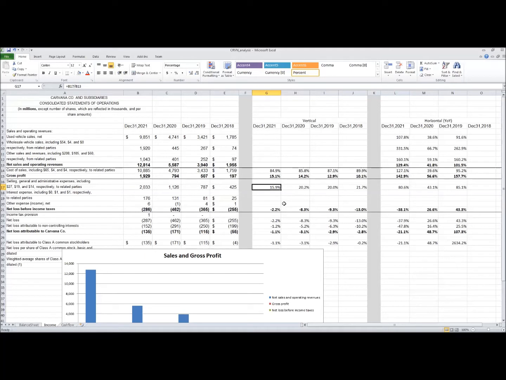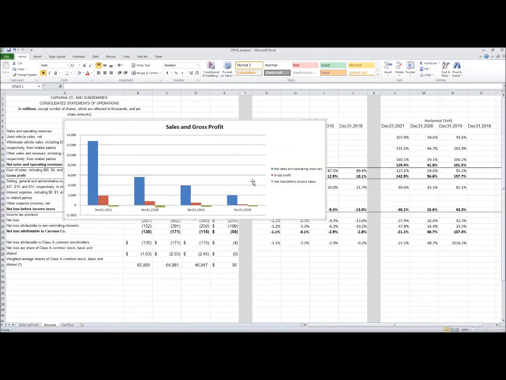So this is a really good trend, right? The gross margin is improving, the sales are improving. So this is all really good. However, where they are at, they're still losing money. They've gotten their net loss before income tax down to only 2.2% of sales, which is good, but they're not there yet. We can see over here that their net loss before income taxes is 286 million. And then in graph form, we can see it here, increasing sales, gross profit, et cetera.